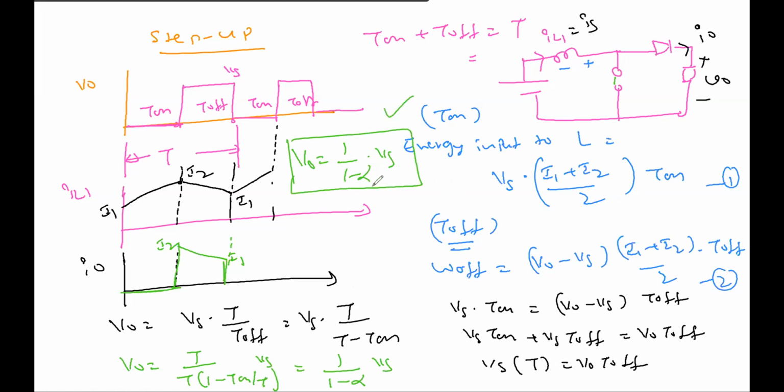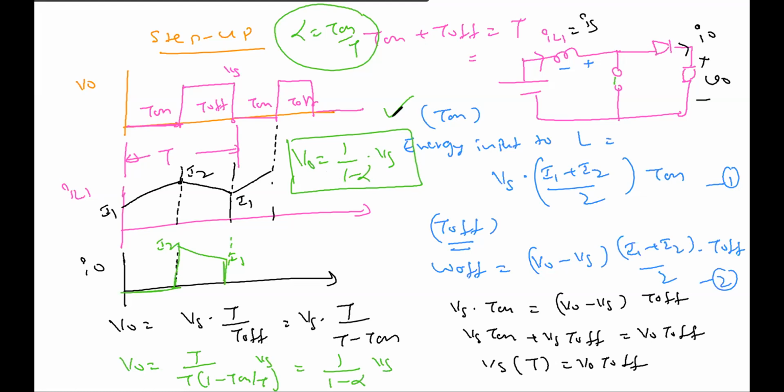Alpha 0.5 रखो. You can check it. Alpha is again this definition is same. Alpha का definition is T on period है. T on by T only. Duty cycle definition तो वही है. On by T. So 1 by 1 minus alpha. So alpha substitute करो, मान लो duty cycle आपने 0.5 रखो. 1 by 1 minus 0.5. So 2 times Vs. V0 क्या होगा? 2 times आएगा.